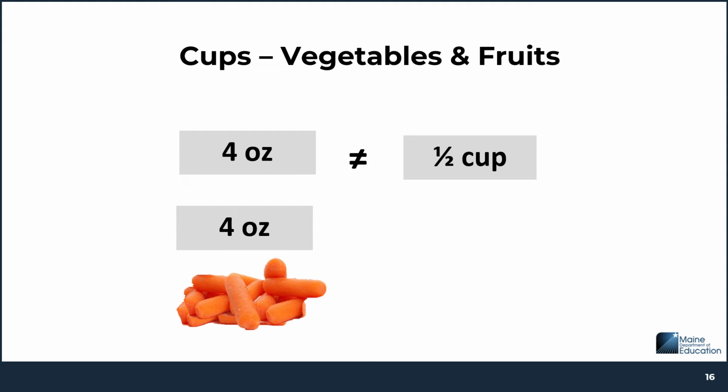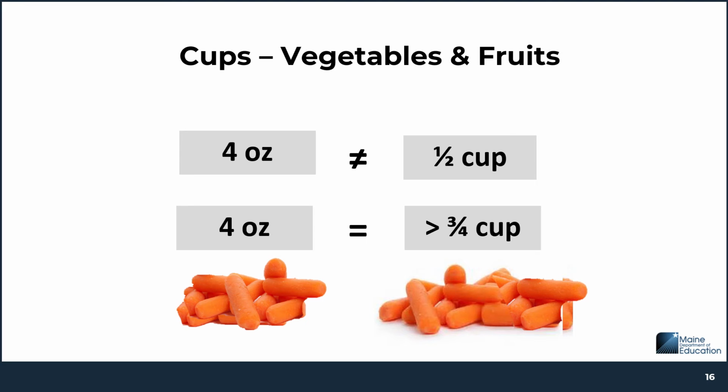It is extremely important that you record fruits and vegetables in volume while you record your meat alternates and grains in ounces. The reason that we say it is important to record your fruits and vegetables in volume is because that's how they credit. 4 ounces by weight for baby carrots is not equivalent to a half cup. 4 ounces of baby carrots is actually more close to 3/4 of a cup.